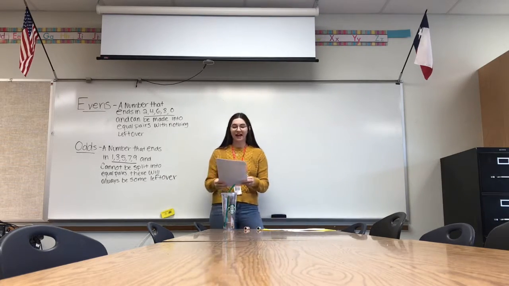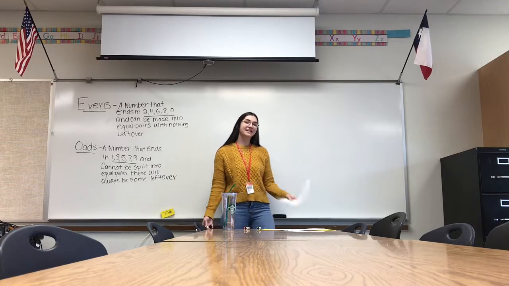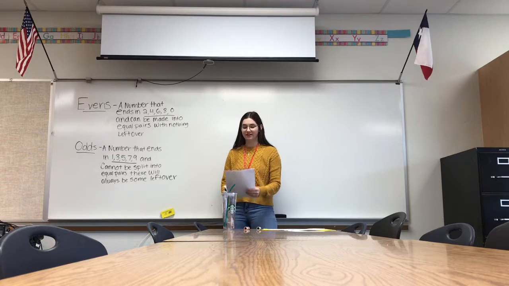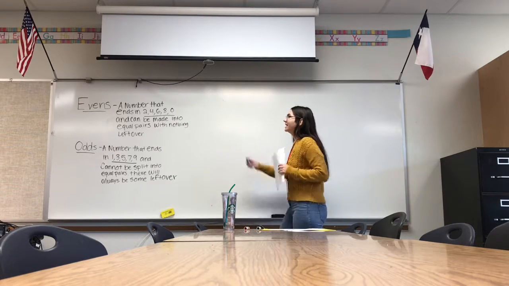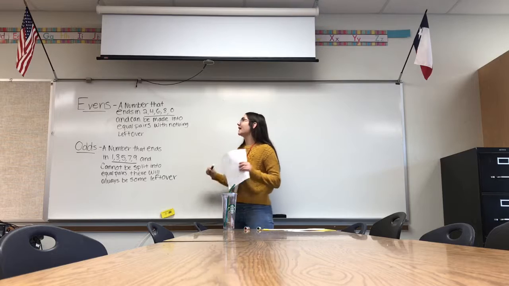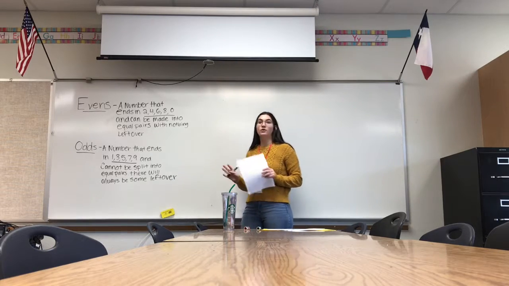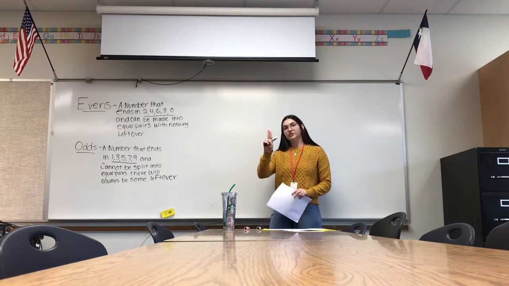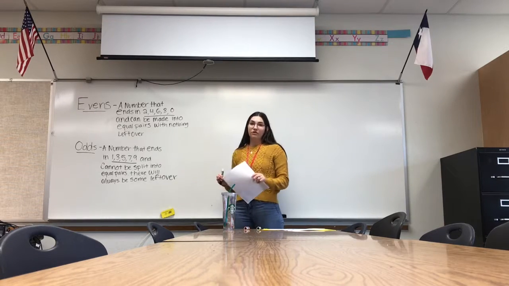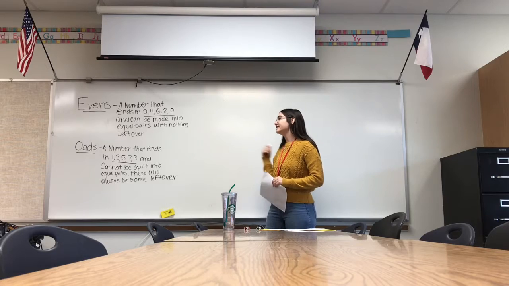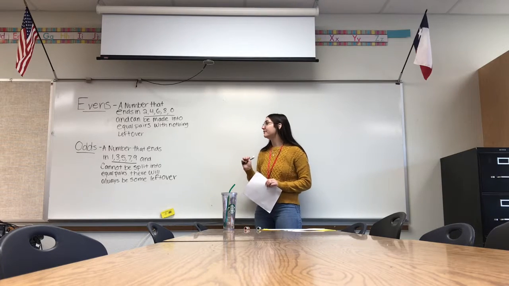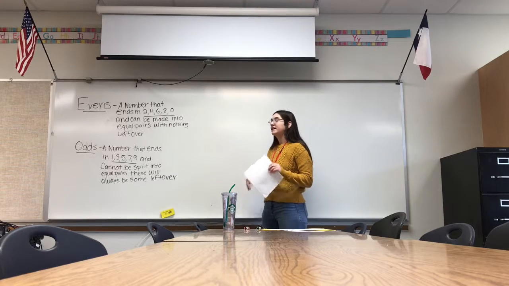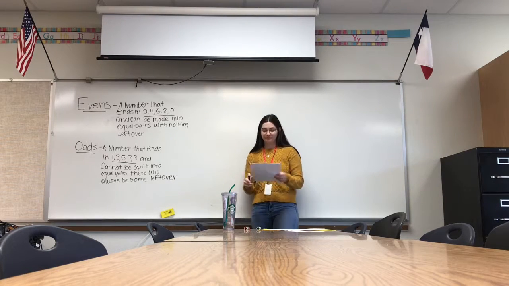So, good morning, class. My name is Miss Broom, and today's lesson, we are going to be talking about the sum of odds and evens. So, an even is a number that ends in 2, 4, 6, 8, or 0, and it can be made into equal pairs, so equal parts of 2 with nothing left over. An odd is a number that ends in 1, 3, 5, 7, or 9 and cannot be made into equal pairs because there will always be something left over.